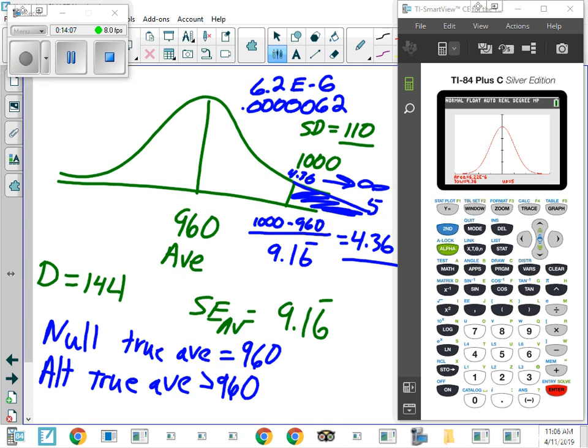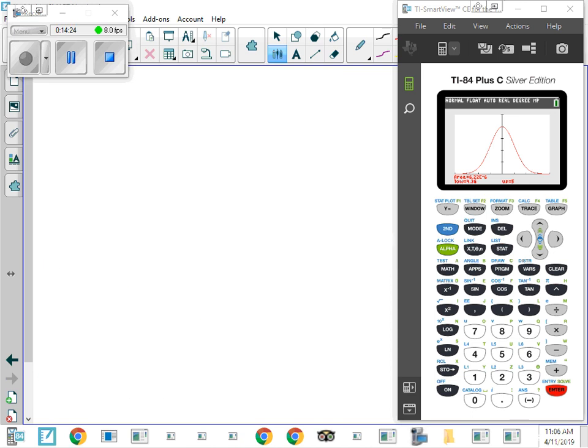You could set up a confidence interval. So you could do 1,000 plus or minus double 9.16. And then we could be 95% confident that the true average is somewhere in that window. But that's not what this problem asked us to do. Okay, does that help?